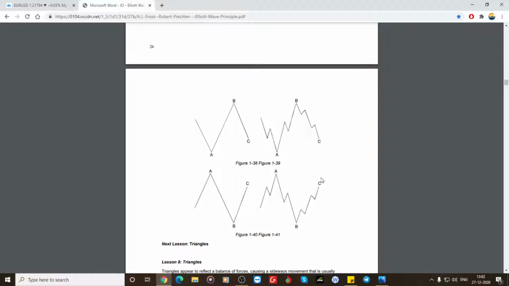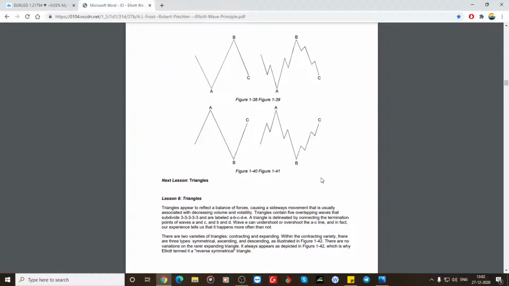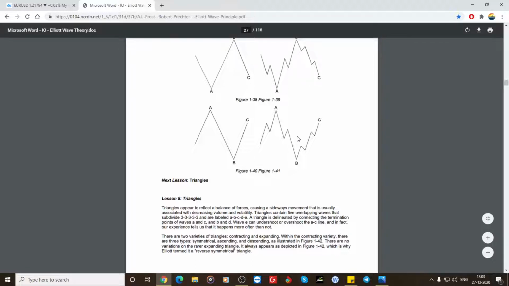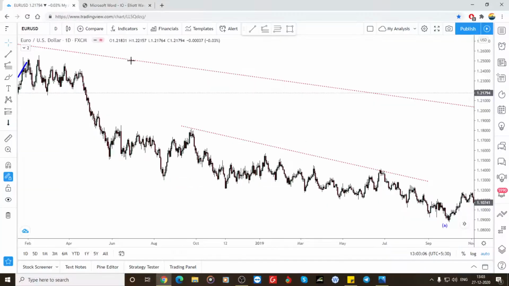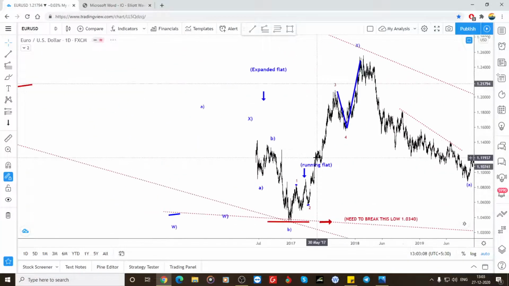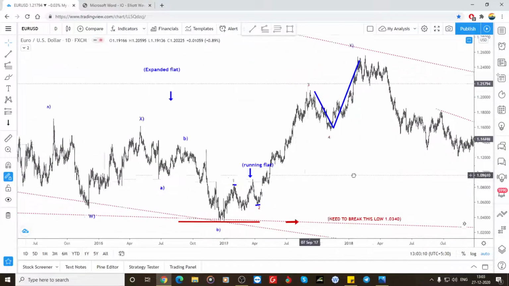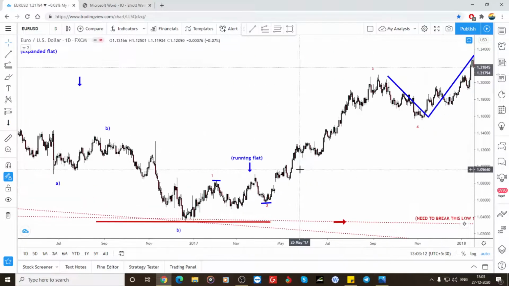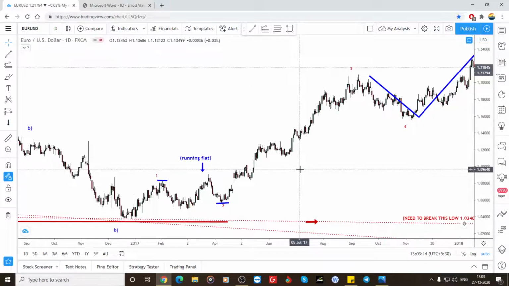So let's move on to some examples I'm showing. This is the continuation for the bullish and this is for the bearish. First we will start with EURUSD. In the expanded flat video I also explained the running flat for the continuation. So this is the wave 1 and this is the wave 2.